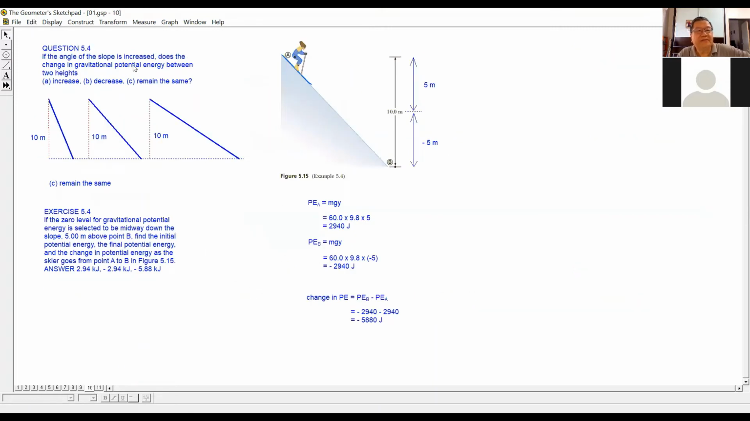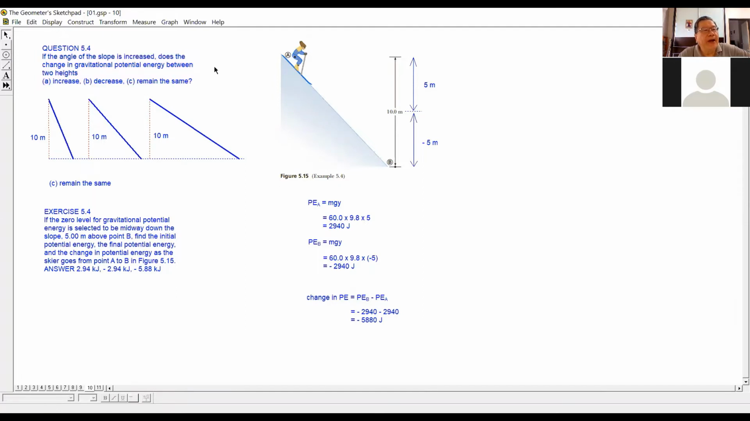Next. You read question 5.4. If the angle of the slope is increased, what does the change in gravitational potential energy between two heights do: increase, decrease, or remain the same?